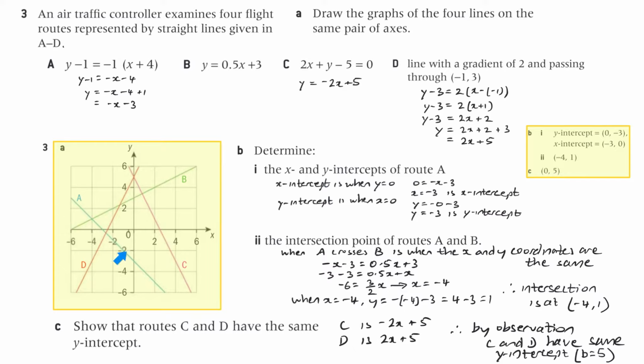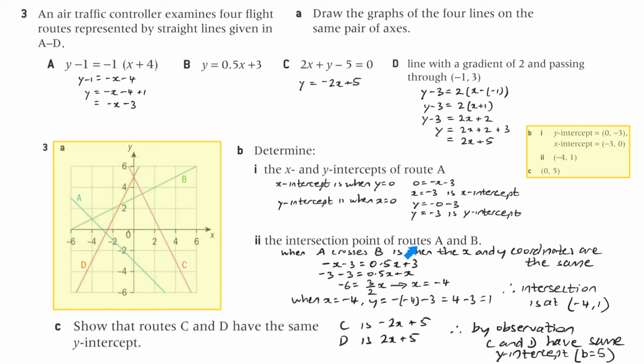B, determine 1, the x and y intercepts of route A. Well, route A is this one, so we're looking for that point and that point. The x-intercept is minus 3, which is what it looks like here, and the y-intercept is also minus 3, and that's what it is there. Now, that was calculated because the x-intercept is where y equals 0, and the y-intercept is where x equals 0. These are the answers from the book here.